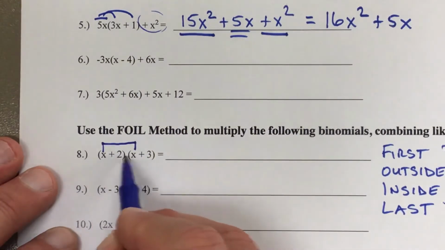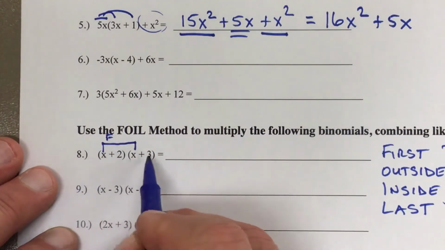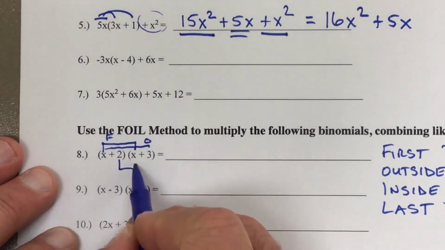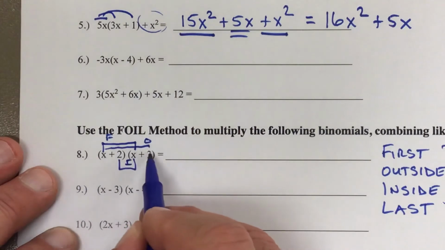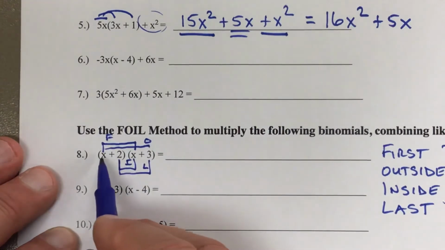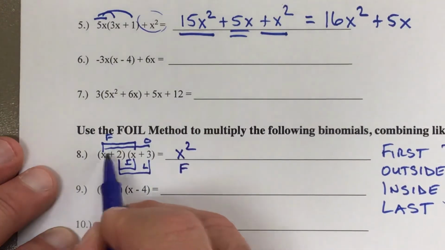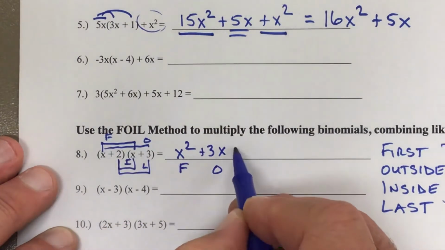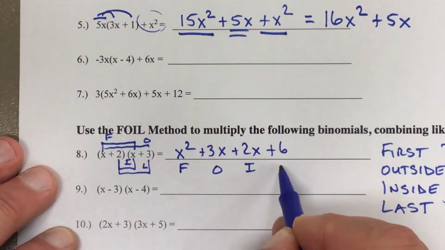Notice that these are the first terms inside the parentheses. That's where the F comes from. And then we want the last terms, which are the outside terms. So that's here, outside terms. Then we want the inside terms. So we're going to distribute the 2. So we distribute the x to the x, and then the x to the 3, and then the 2 to the x, and then the 2 to the 3, which is the last terms. So here we would have x times x, which is x squared. That's my first. x times 3 is 3x. That's my outside. 2 times x is 2x. That's my inside. And 2 times 3, which is my 6, which is my last.